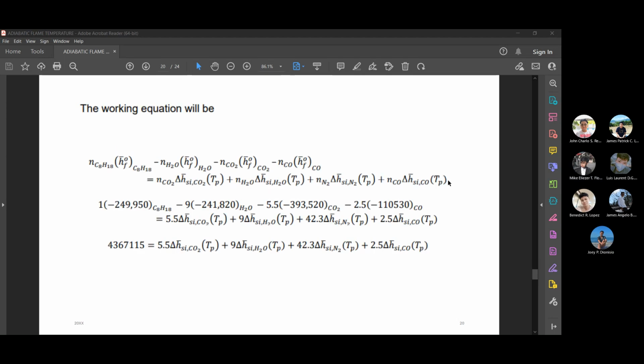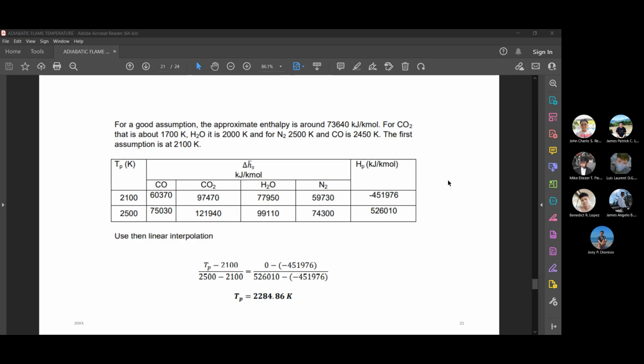Next. Our working equation will be as follows. And at the bottom, we can see the final equation that we have derived from our first one. Next. For a good assumption, the approximate enthalpy is around 73,640 kilojoule per kilomole. For carbon dioxide, that is about 1,700 Kelvin.